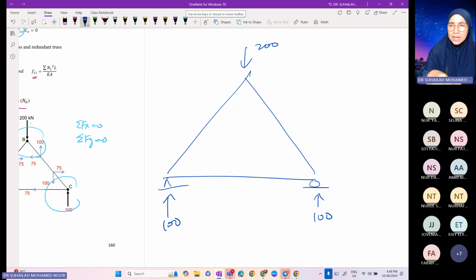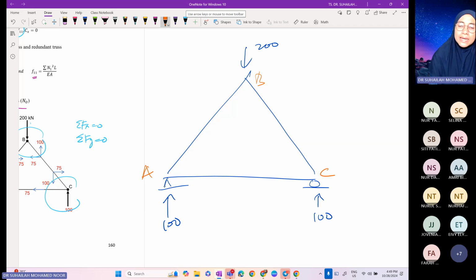Okay, so externally dah stable. Externally in equilibrium. Now kita kena buat for members pula. For joint tu kita dapat member force. Okay, so in this case kita kena check setiap joint. Sini A kan, sini A, sini B, sini C. Kita kena check dekat A macam mana dia balance kan.